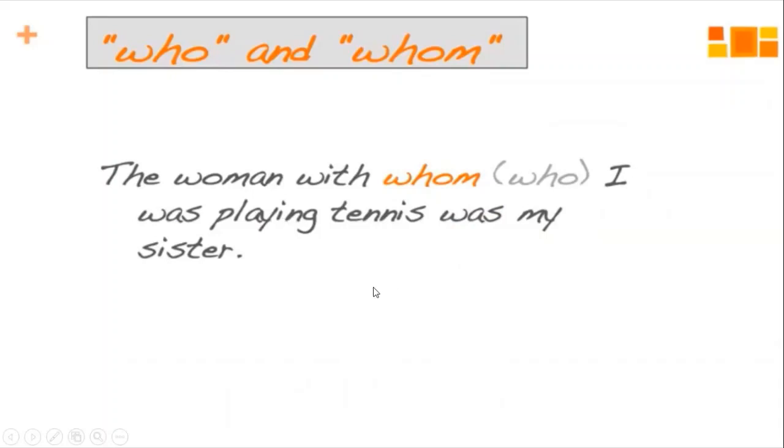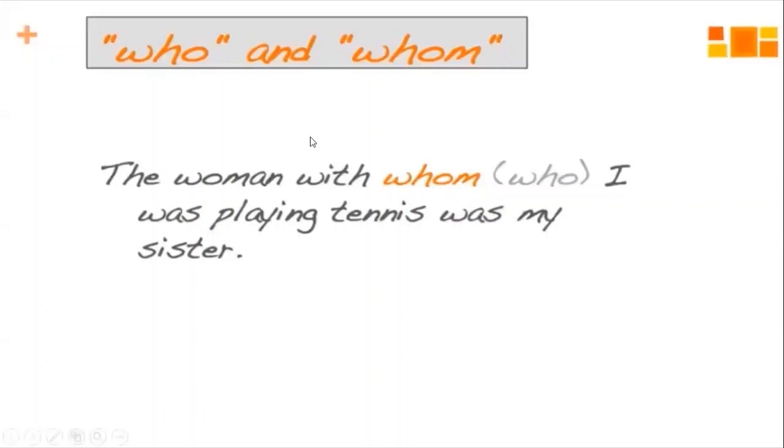But in this version, this is a very different version. I repeat again, you can only use it with who, with what, and with which. When you have this version with the preposition just before whom, like in Spanish, if you translate it into Spanish, this is literally the same as in Spanish. La mujer con quien yo estaba jugando tenis, era mi hermana. Literally the same as in Spanish, right?